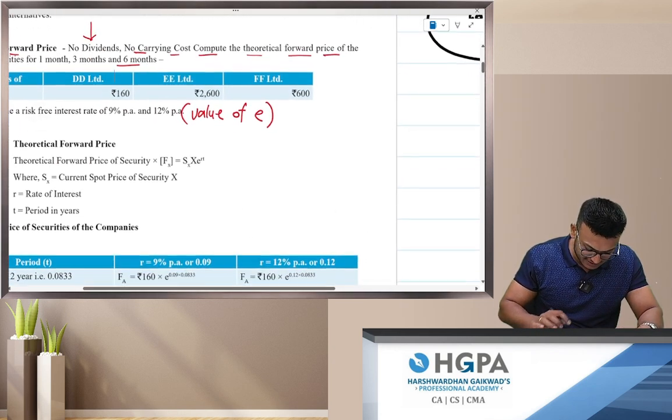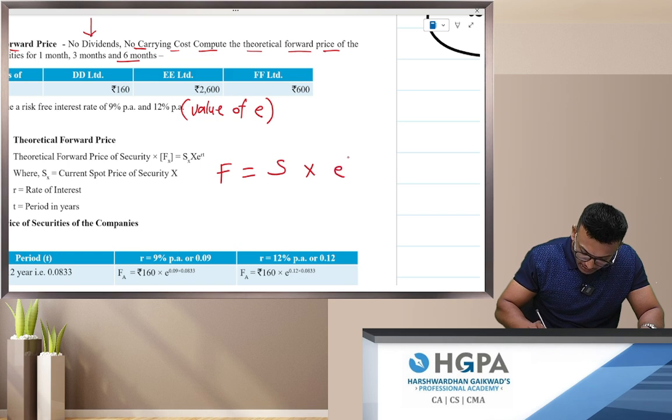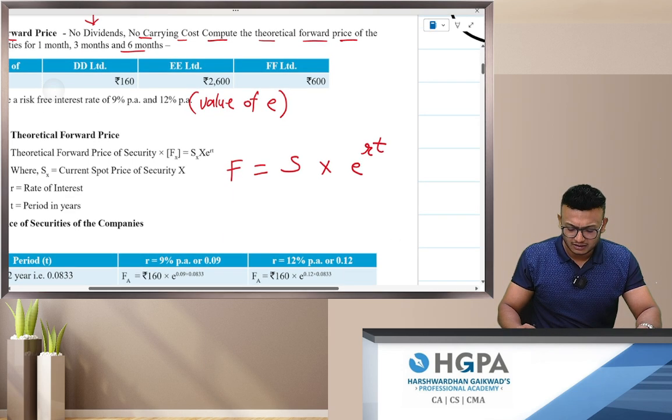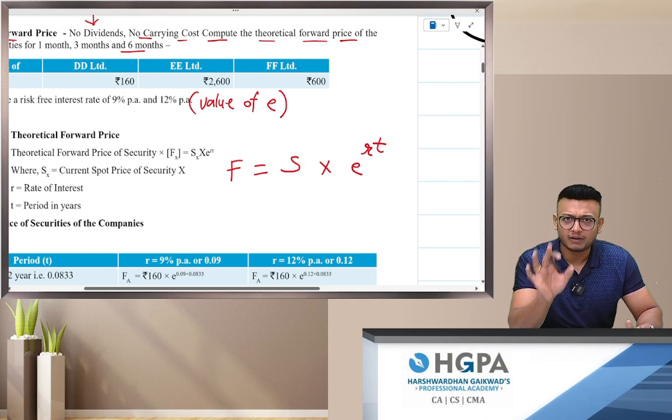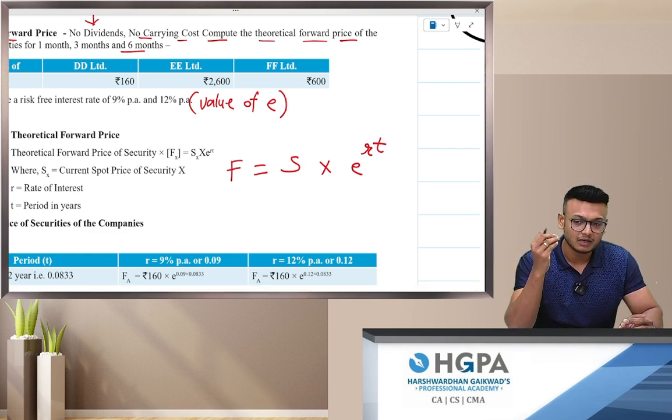What is the formula? Very simple. This is the formula in front of you: F is equal to spot into E raised to RT. Why are you writing it again? You already know that. Remember one thing, even you do it with me. Even if it's written over there, you might be having a model, but write it. There's no problem.